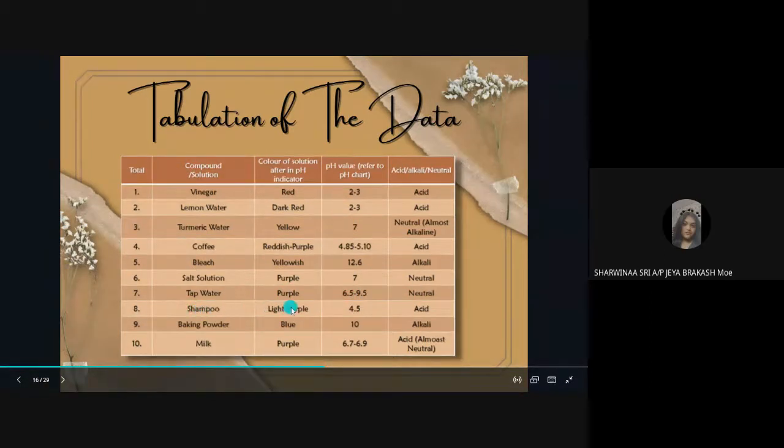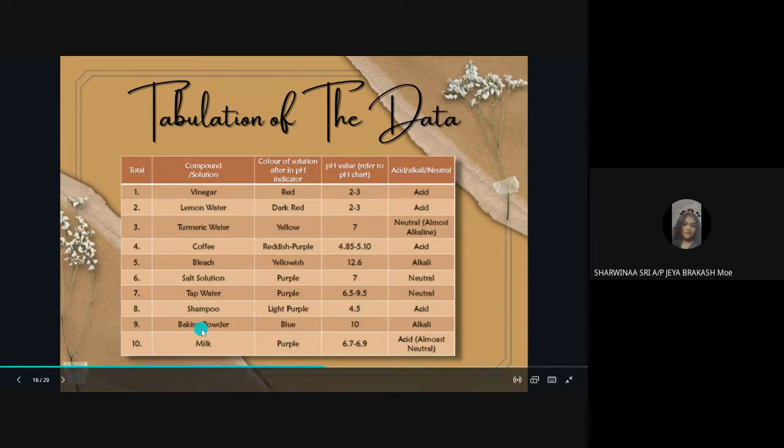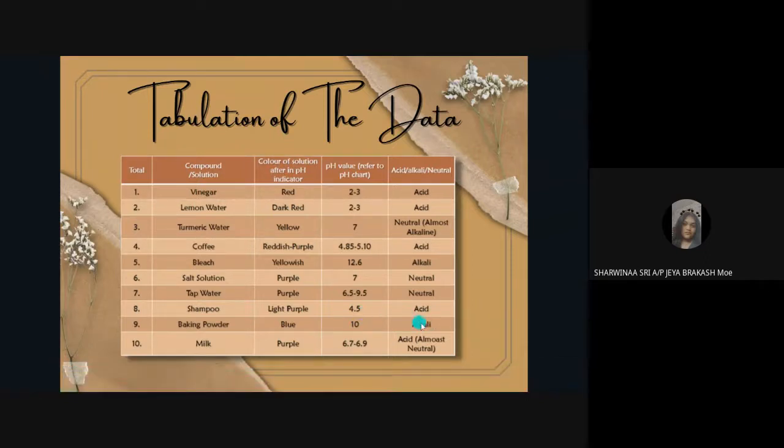Tap water, the color is purple. The pH value is 6.5 to 9.5, which is neutral. Now we have shampoo, which turned to light purple. The pH value is 4.5, which is an acid.